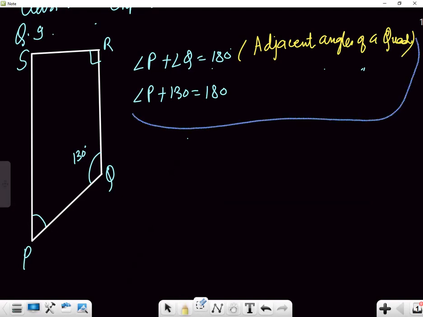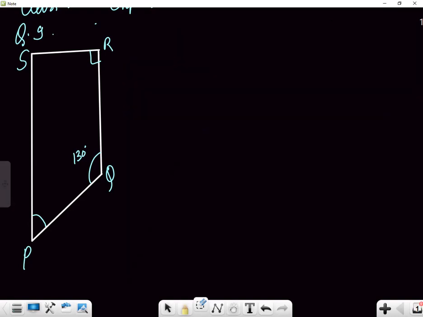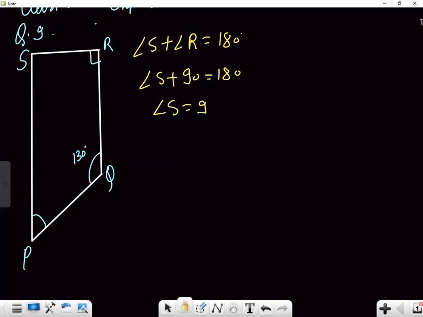if you don't want to solve it by this method, then you can directly solve it as angle S plus angle R is equal to 180 degrees. So angle R is 90, so the measure of angle S is also 90.